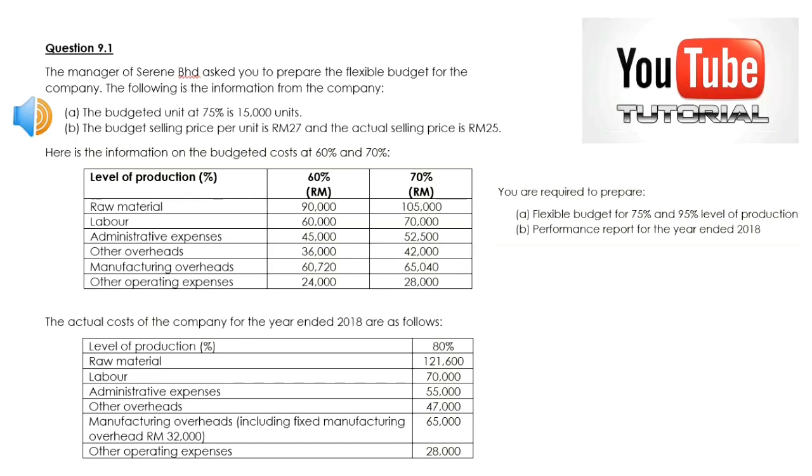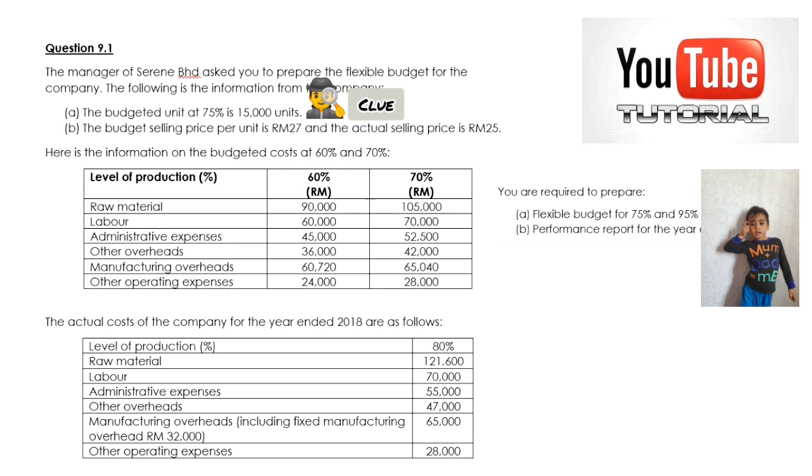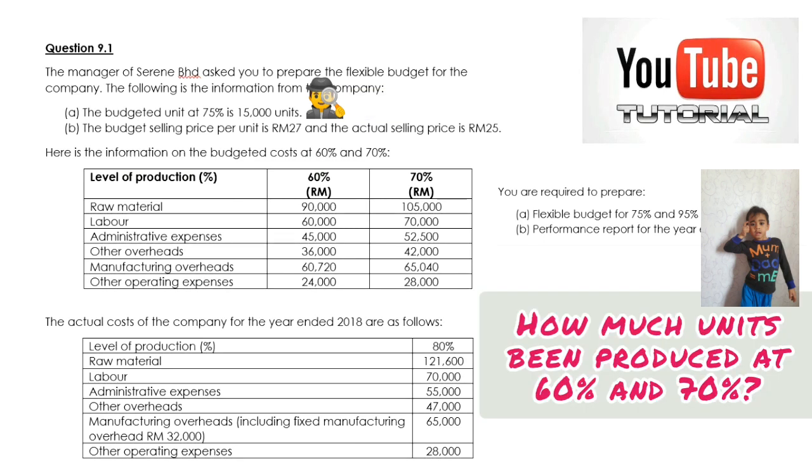The manager of Siring Berhad asked you to prepare a flexible budget for the company. The following is the information from the company. The budgeted units at 75% is 15,000 units. The budgeted selling price per unit is 27 ringgit and the actual selling price is 25 ringgit. Here is the information of the budgeted cost at 60% and 70%. So the question that comes to our mind is, 60% and 70% is actually at which level of production units?